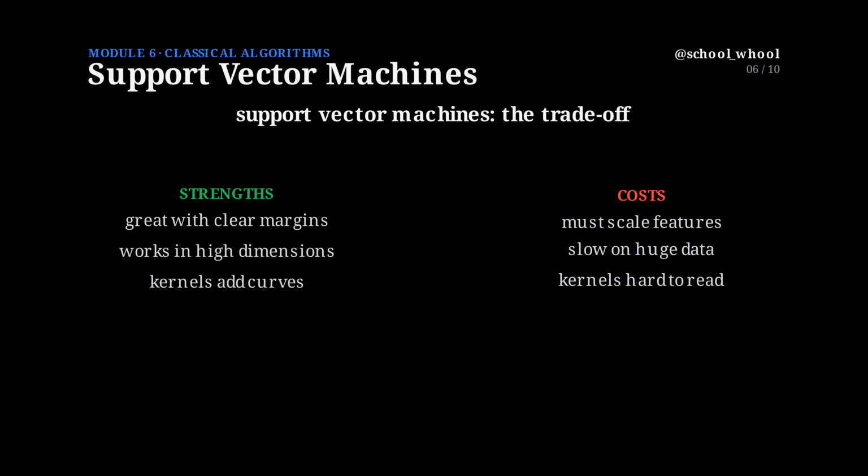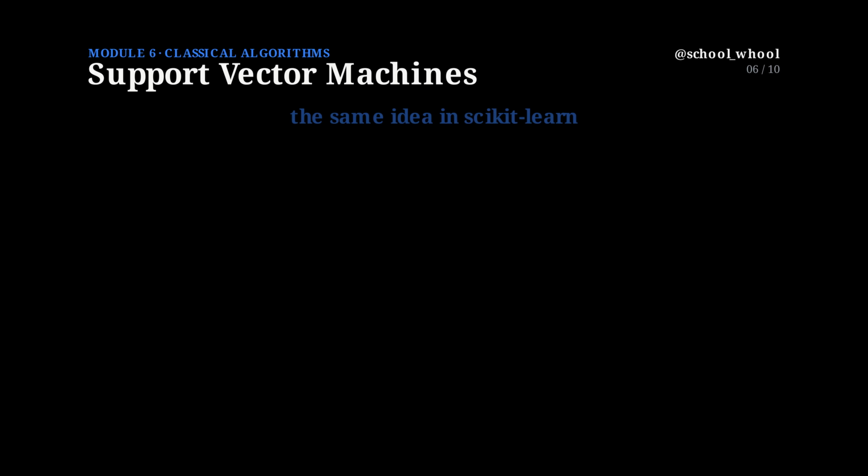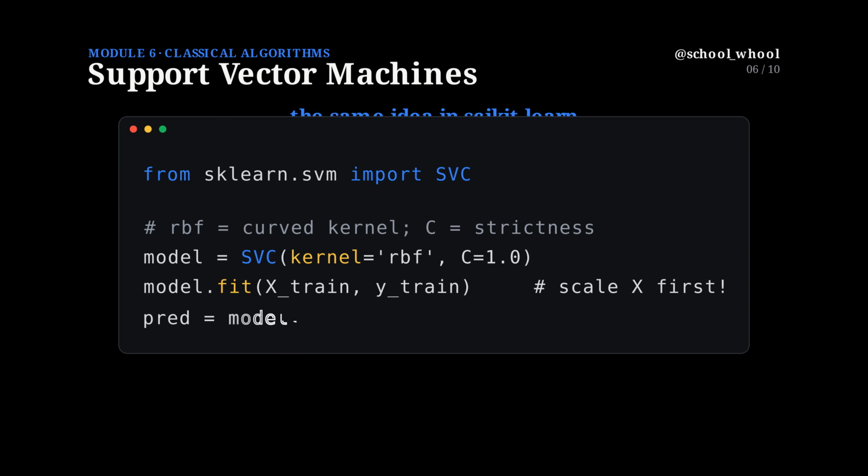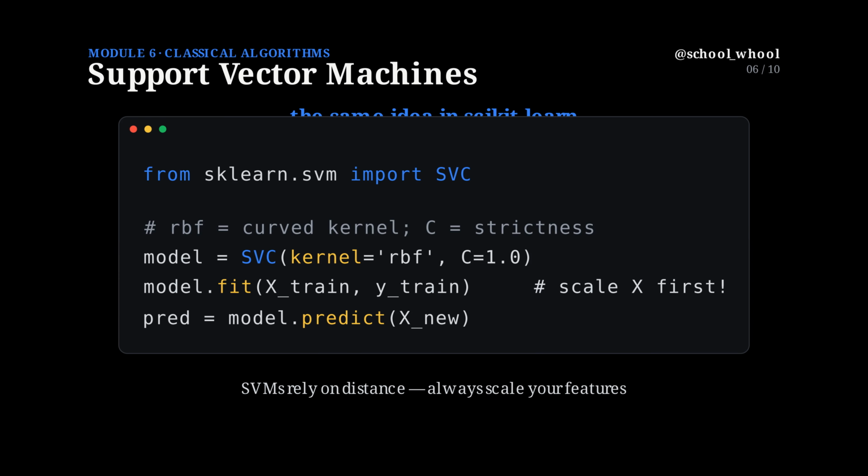In scikit-learn, it's the SVC, the support vector classifier. We pick a kernel, RBF is the popular curved one, and set C, the strictness setting. Then the same fit and predict. Just remember to scale your features first.